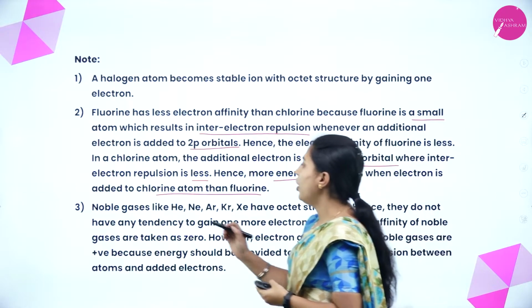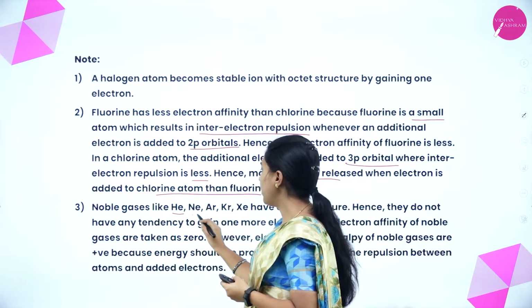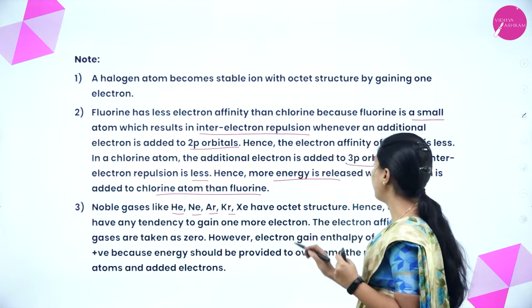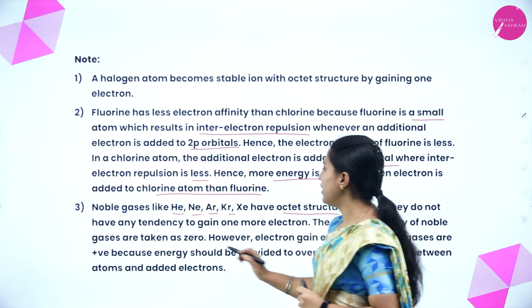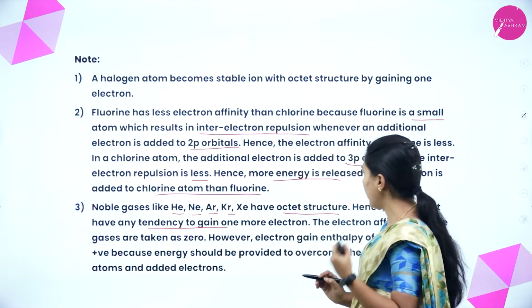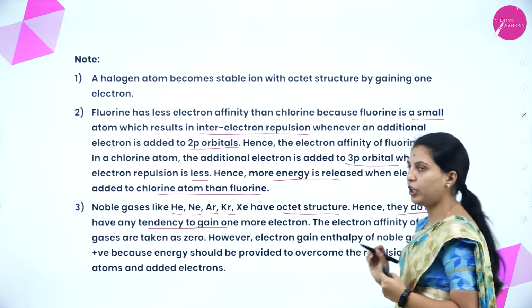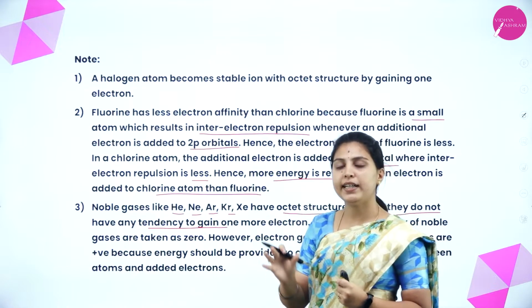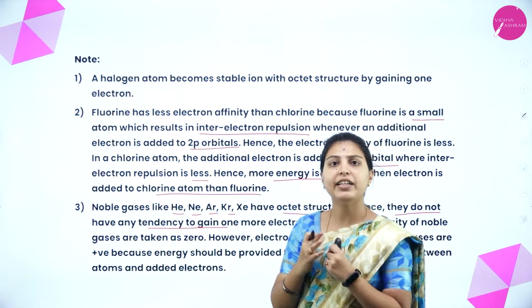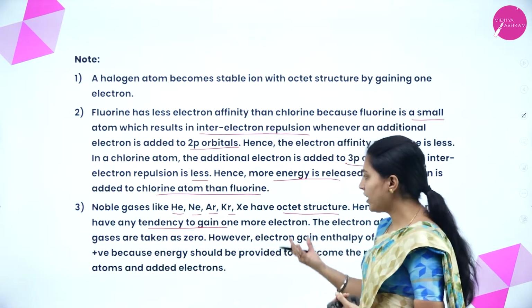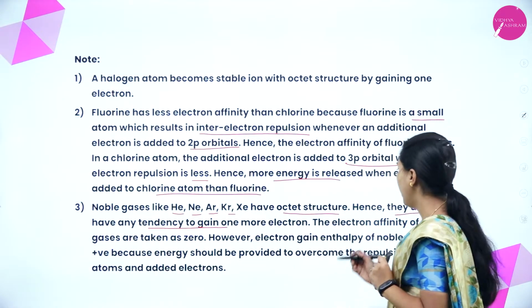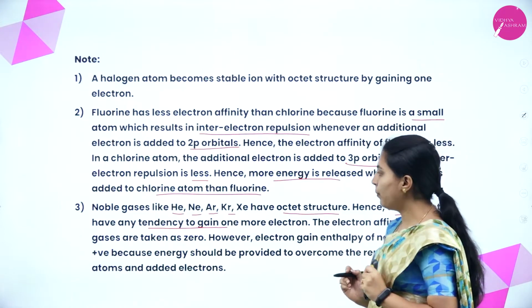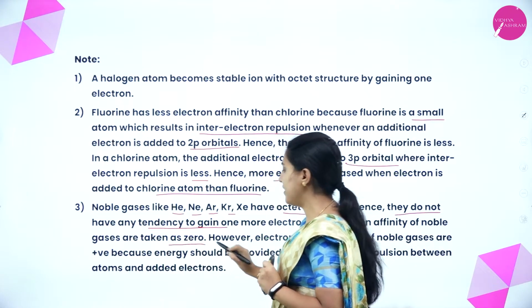Next example, noble gases like helium, neon, argon, krypton, xenon have octet structure. Hence, they do not have any tendency to gain one more electron, because they are already complete with octet structure. They don't have any empty orbitals. That's why there is no capacity to gain one more electron. The electron affinity of noble gases is taken as 0.